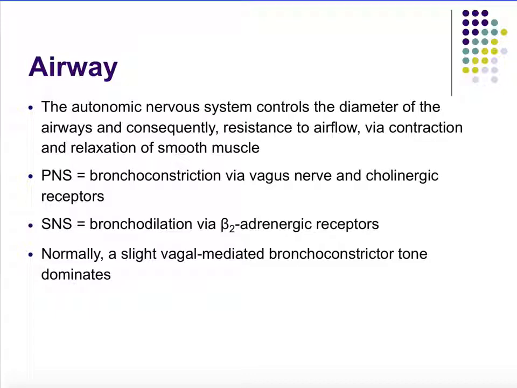Now, the autonomic nervous system includes the parasympathetic and sympathetic branches. The parasympathetic nervous system will cause bronchoconstriction, and it's going to occur via vagus nerve innervation and through the activation of our cholinergic receptors, specifically the muscarinic receptors. The sympathetic nervous system releases norepinephrine and will bind to the beta-2 adrenergic receptors, which will result in bronchodilation. Now at rest, because we are resting and digesting, we are under a slight vagal-mediated bronchoconstrictor tone, since we are in a parasympathetic-dominated state.